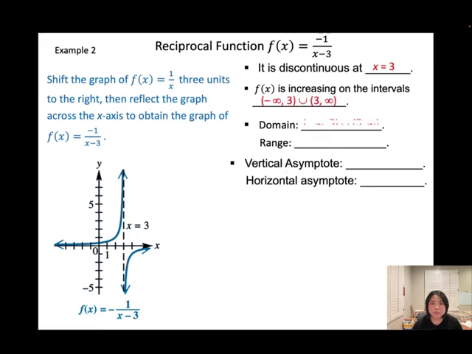The domain will be the same thing. And then the range, that will be starting from negative infinity until 0, or from 0 to positive infinity. Okay, vertical asymptote, that's talking about this equation here, x equal to 3. And then horizontal asymptote, that will be y equal to 0.